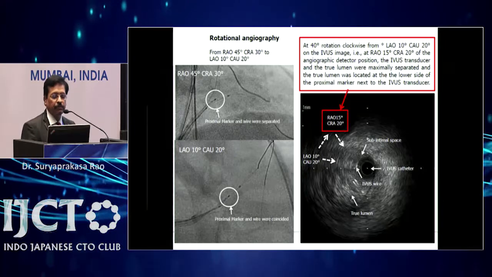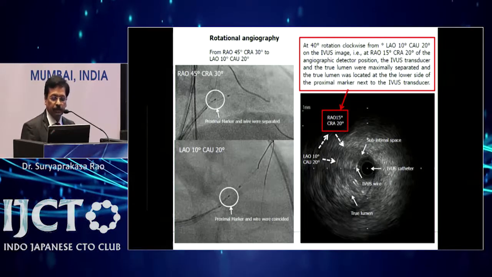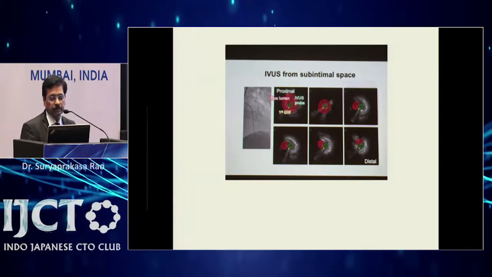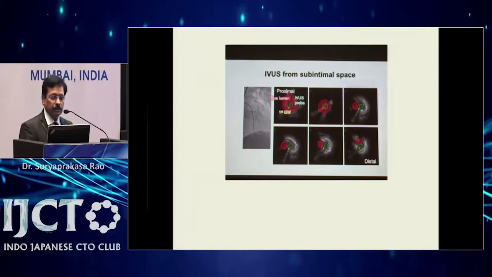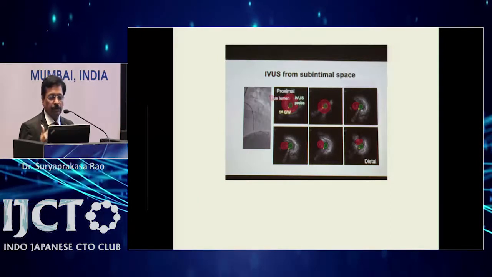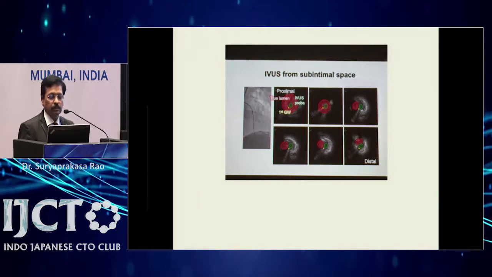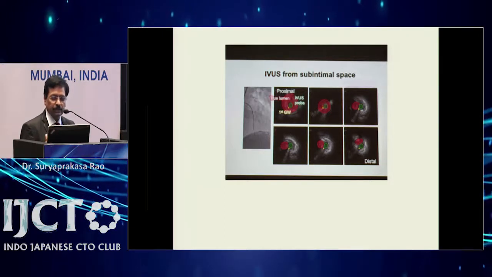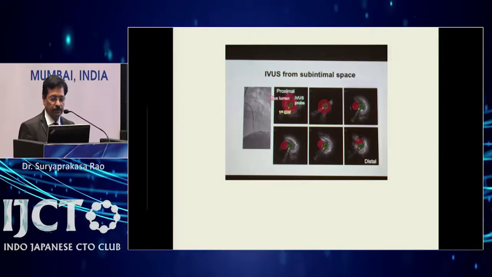It's technically difficult. I have also never done this technique, but I just learned it from some of the Japanese. If you see, another thing is, your IVUS catheter here is in the proximal true lumen. Then when you go into the subintimal space, the distal part is in the subintimal space.